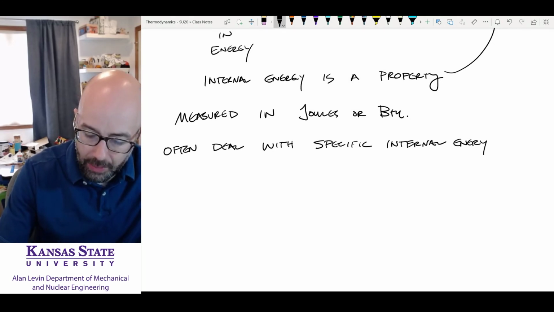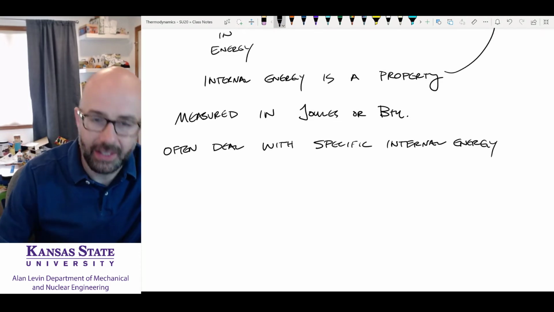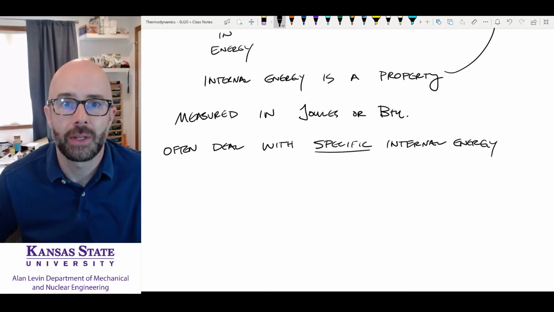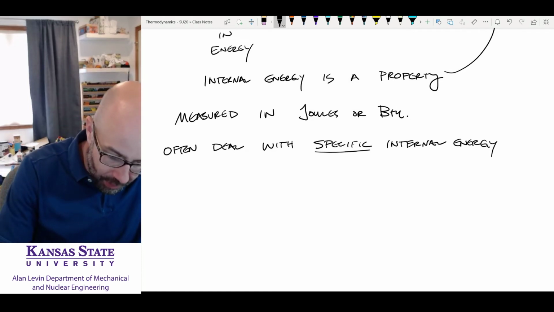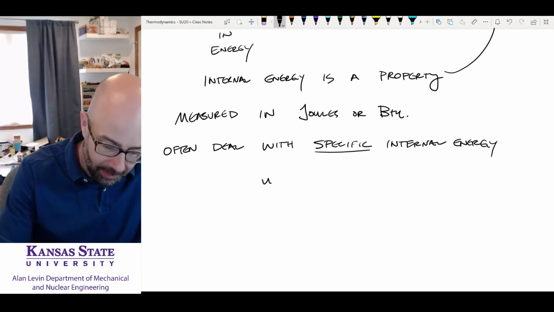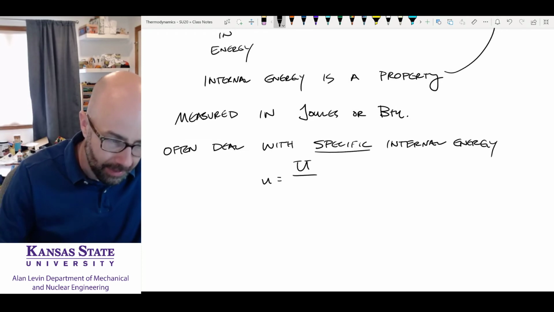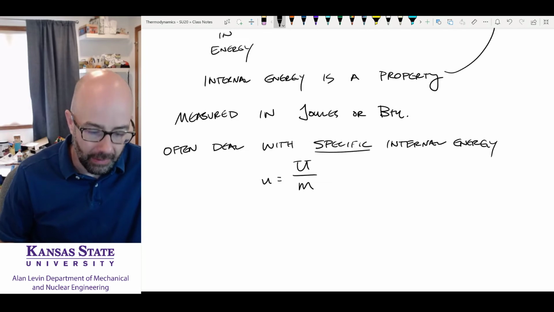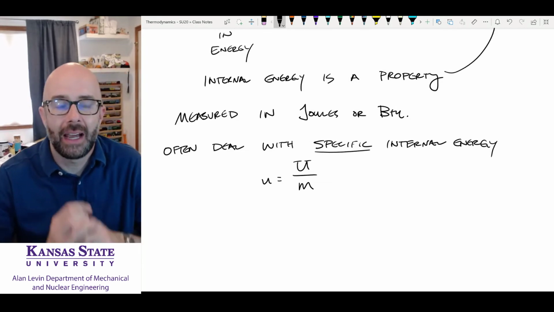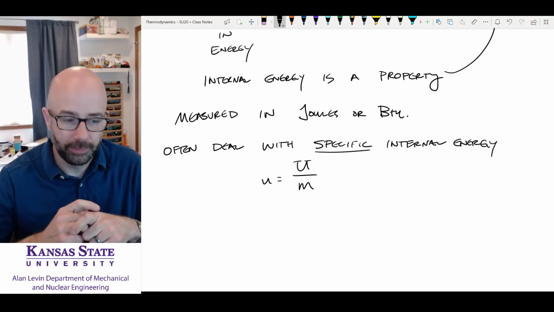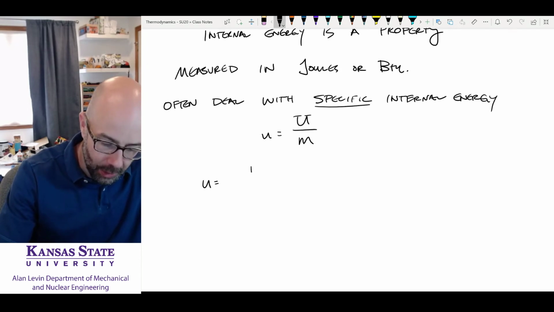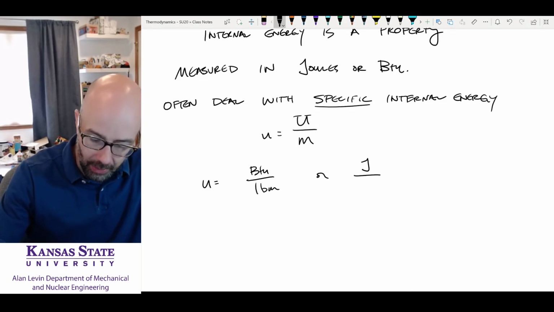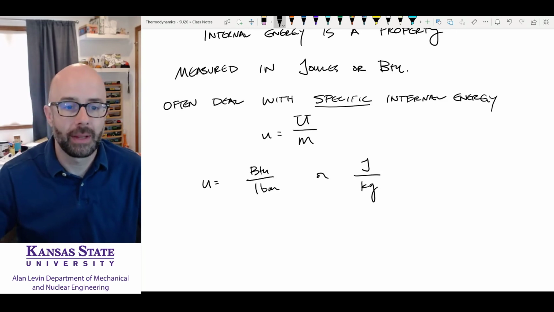Now remember when I was talking to you about specific volume, I said specific is going to tell us something. Whenever we see the word specific, it's going to mean something to us. And specific means you're dividing it by mass. So specific internal energy is going to be a lowercase u, and that's going to be equal to the internal energy divided by the mass. Okay, dividing it by that mass. So you can tell the difference why I make sure that I denote the capital U with a lowercase u. All right, so this is going to have units of BTU per pound mass or joules per kilogram, or kilojoules per kilogram or something of that nature.